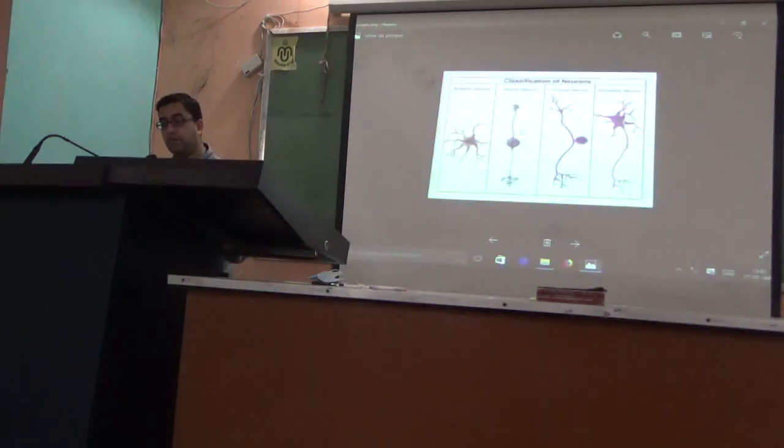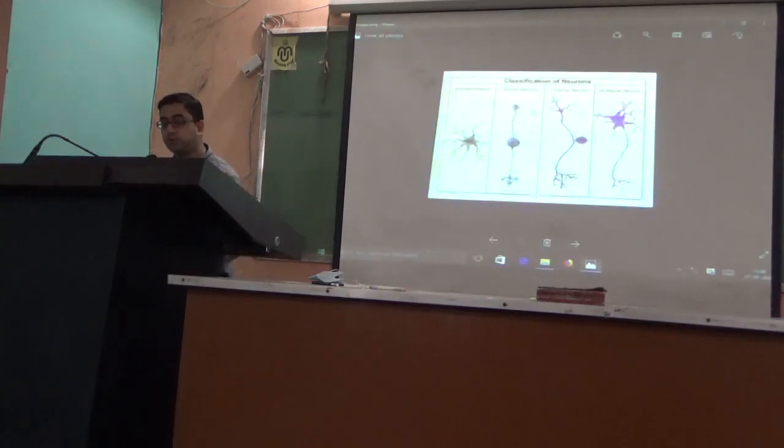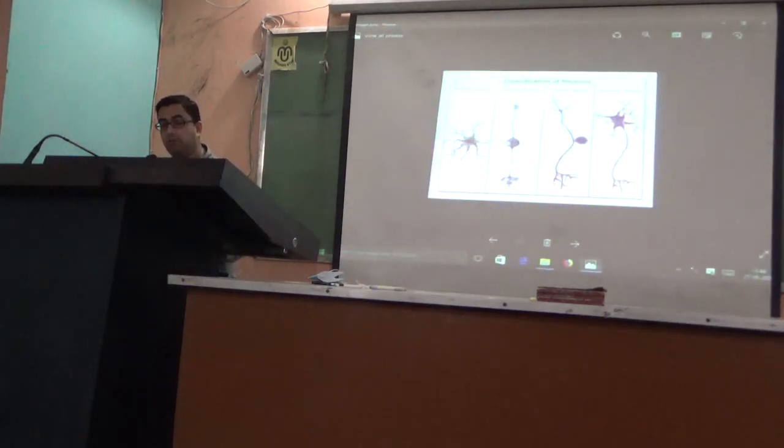You can see the picture of a bipolar neuron. A single soma with two axons going on. So two processes arise from the cell body of a bipolar neuron, as the name suggests. An example of a bipolar neuron is the bipolar cells of the retina, which you are already studying right now in the eye topic. And also the olfactory neuron, the special senses which you have been studying. Those are the examples of bipolar neurons.